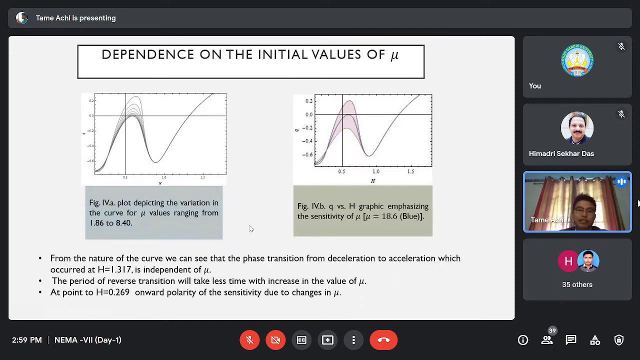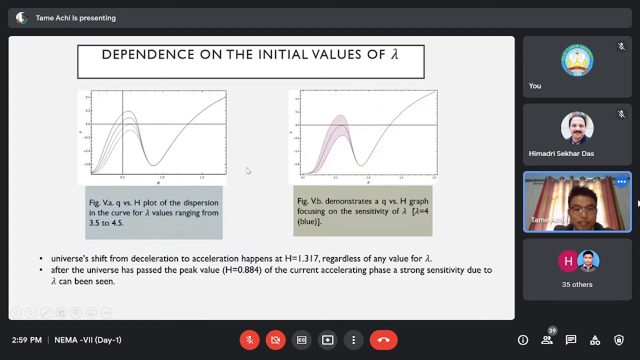And similarly, taking the same idea, we have mu. We have changed the value of mu from 1.86 to 8.40, and we find that the transition point from deceleration to acceleration remained independent of the value of mu, but in the post-transition universe, the nature of the universe depends upon mu.